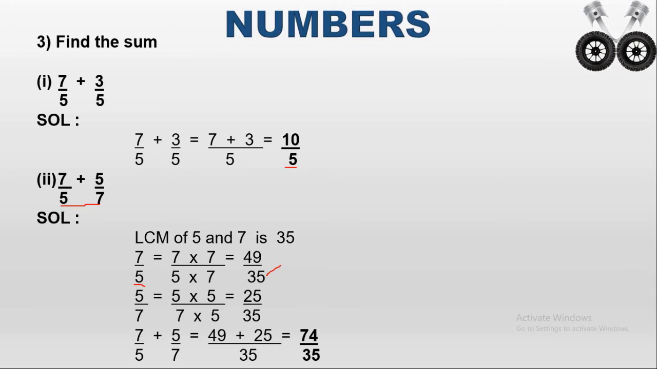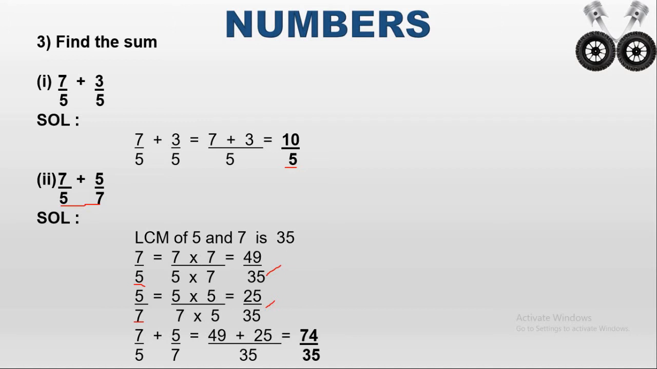The second rational number is 5 by 7. Here we are going to convert the denominator 7 to 35. For that I am going to multiply numerator and denominator by 5. 5 into 5 is 25. 7 into 5 is 35. So 5 by 7 is equivalent to 25 by 35.